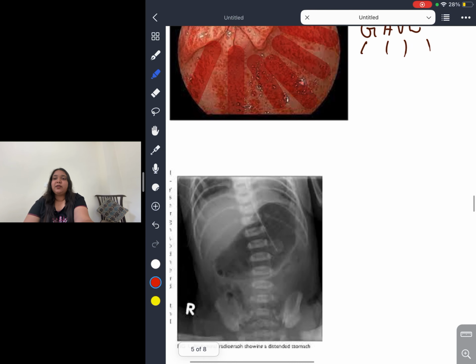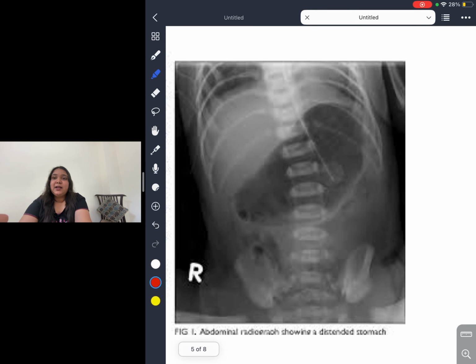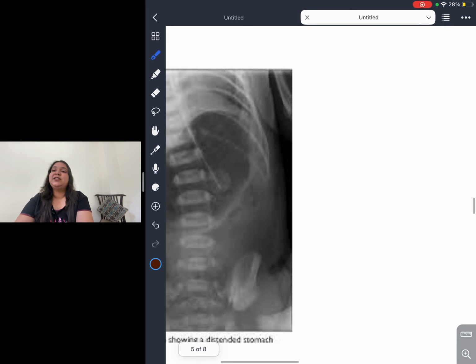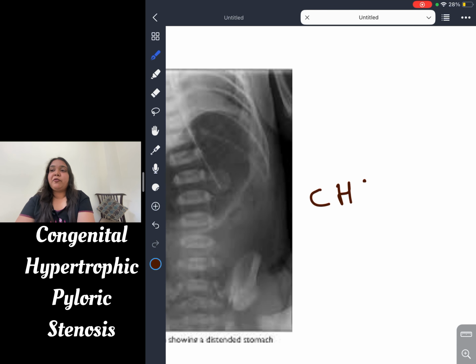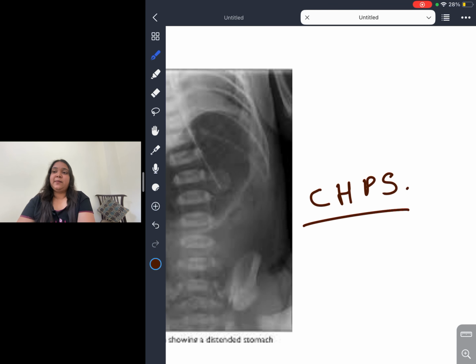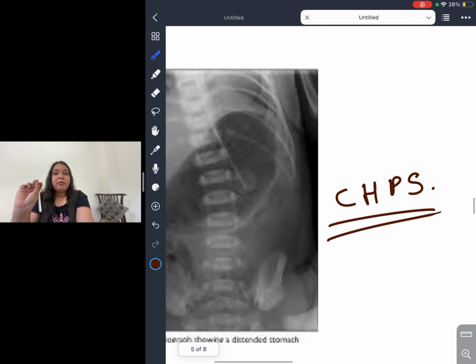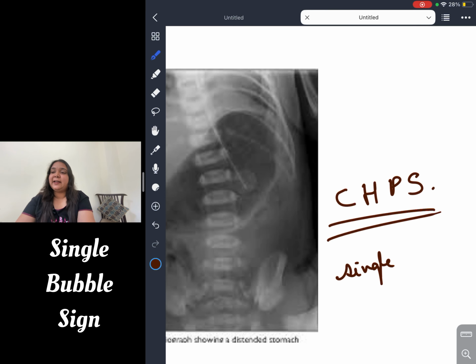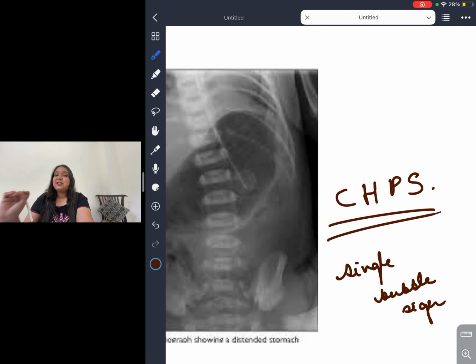So another image. Now this is very important. You have to take a look at this one. What you can see over here is a single bubble. If you find a single bubble, immediately think of congenital hypertrophic pyloric stenosis. Here you can find the single bubble sign. Single bubble sign, congenital hypertrophic pyloric stenosis.